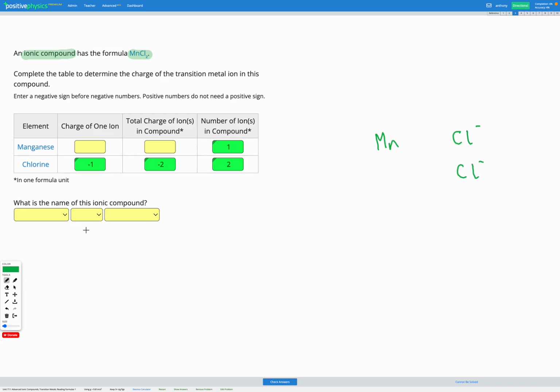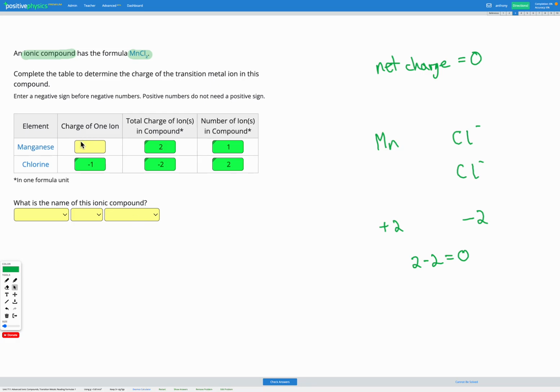And based on our rule, which is that in an ionic compound, the net charge must be equal to 0, we need the total charge of the manganese ions to be equal to the opposite of the total charge of the chlorine ions. So if our chlorine ions have a total charge of -2, our manganese ions must have a total charge of +2. So that 2 - 2 equals 0, giving us a net charge of 0. So based on that, I know that the total charge of my manganese ions is +2.